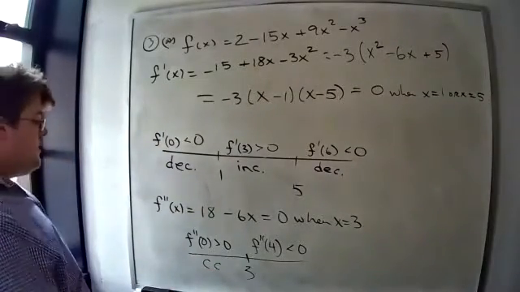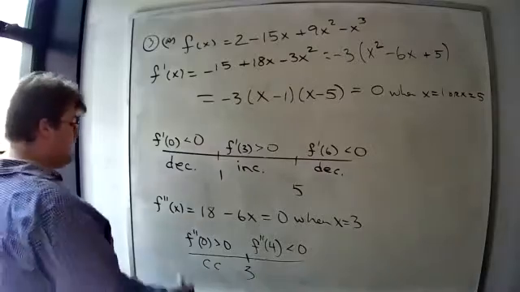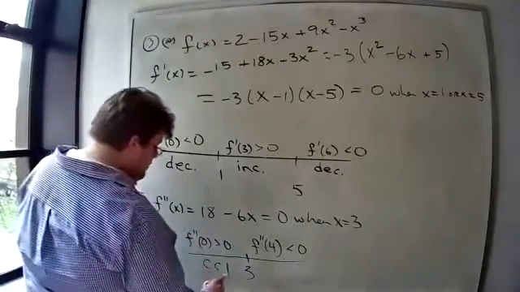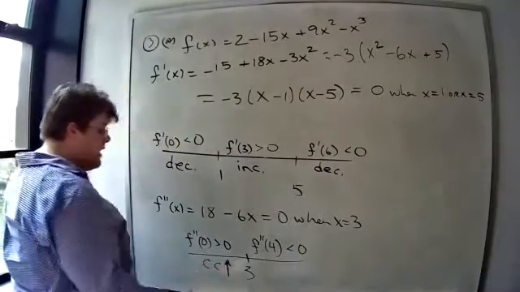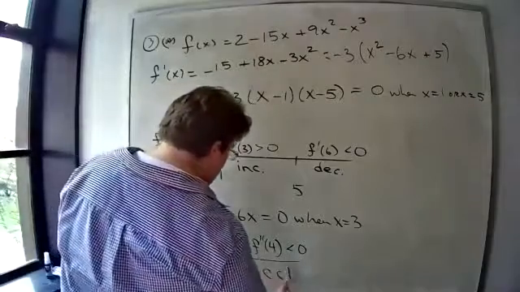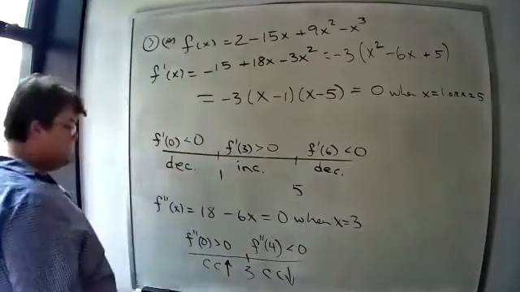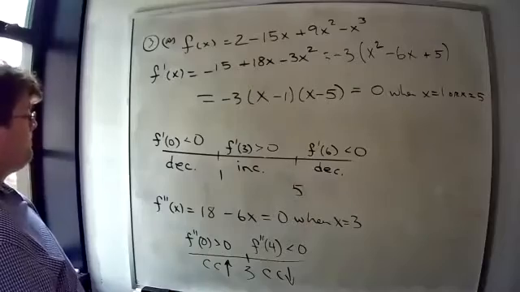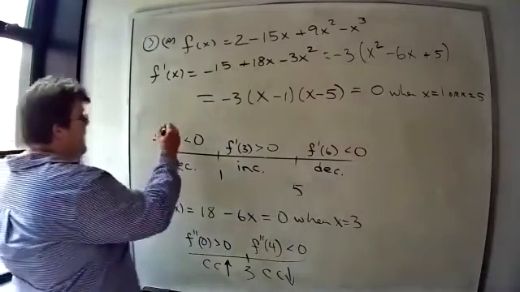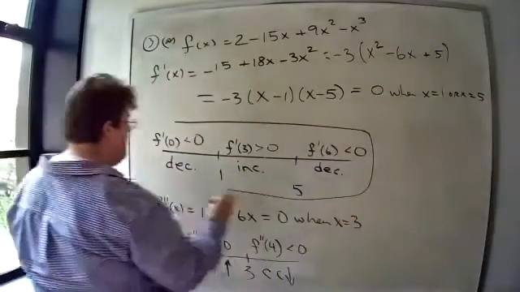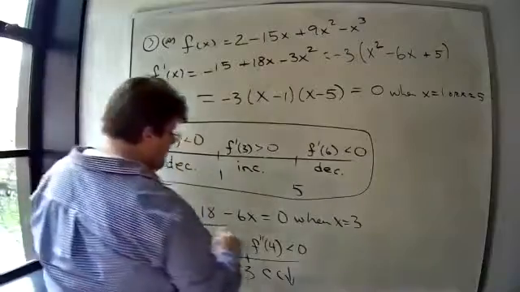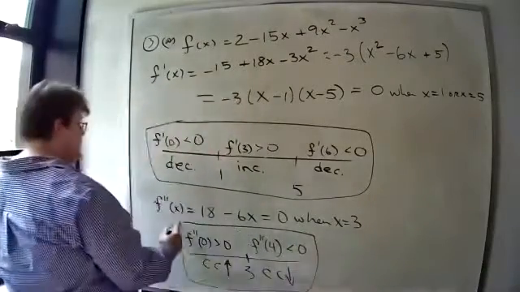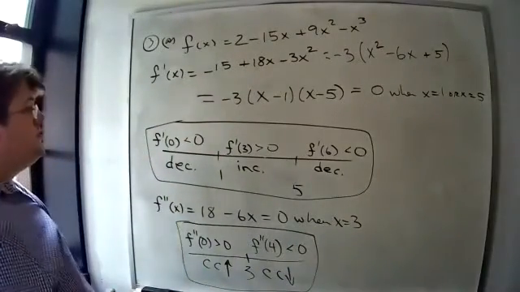Where were we? So the sign of the second derivative determines concavity. Where the second derivative is positive, the original function is concave up. Where the second derivative is negative, the original function is concave down. Any questions about finding these two things?